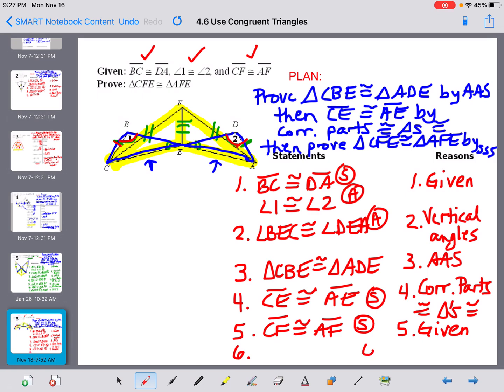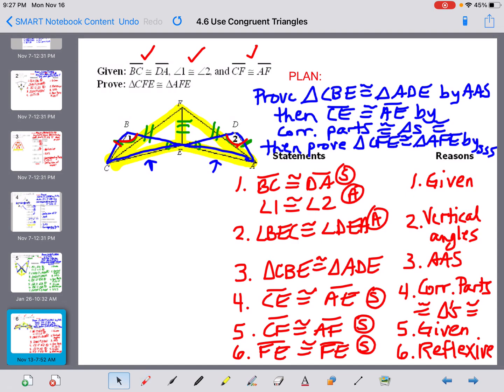And we also marked what in there? Ah, the shared side, right? FE congruent to FE. And when you look in your mirror, you see yourself, that is reflexive. And it's the exact same thing on both sides. And that's a pair of sides.